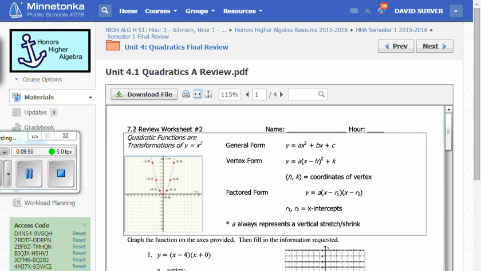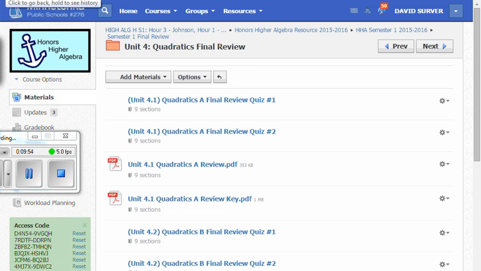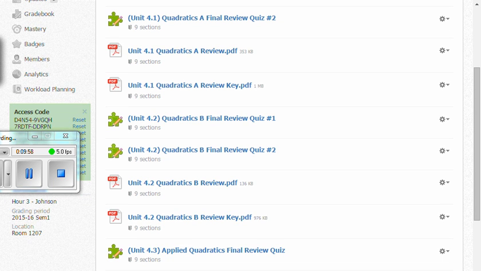Now, that was Unit 4.1, Quadratics A. Now we're going to go to Quadratics B. And that's it, the review worksheet right there.